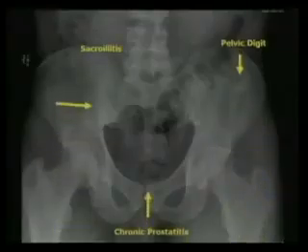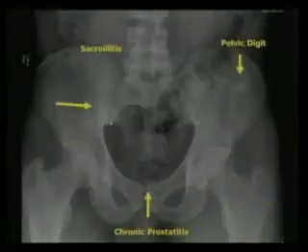Okay. Do you guys see anything here? This is not the bone, but this is what? Calcifications from what? Chronic prostatitis. What is this thing? It's called a pelvic digit, because it looks like a digit. And this patient has sacroiliitis.